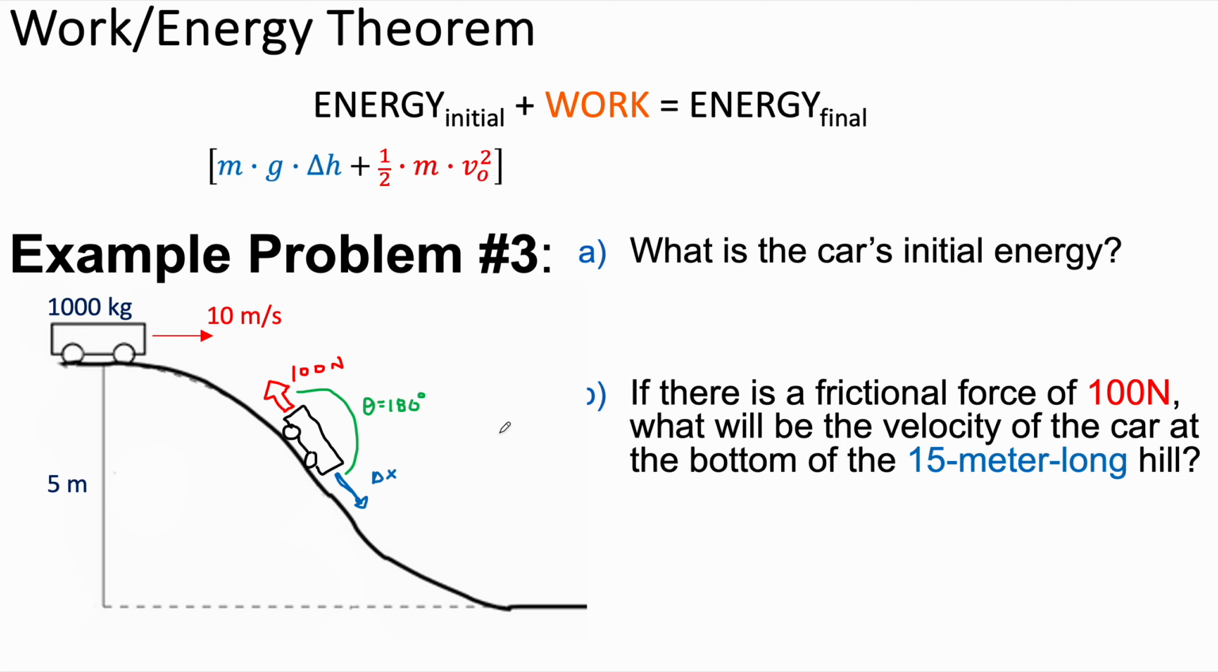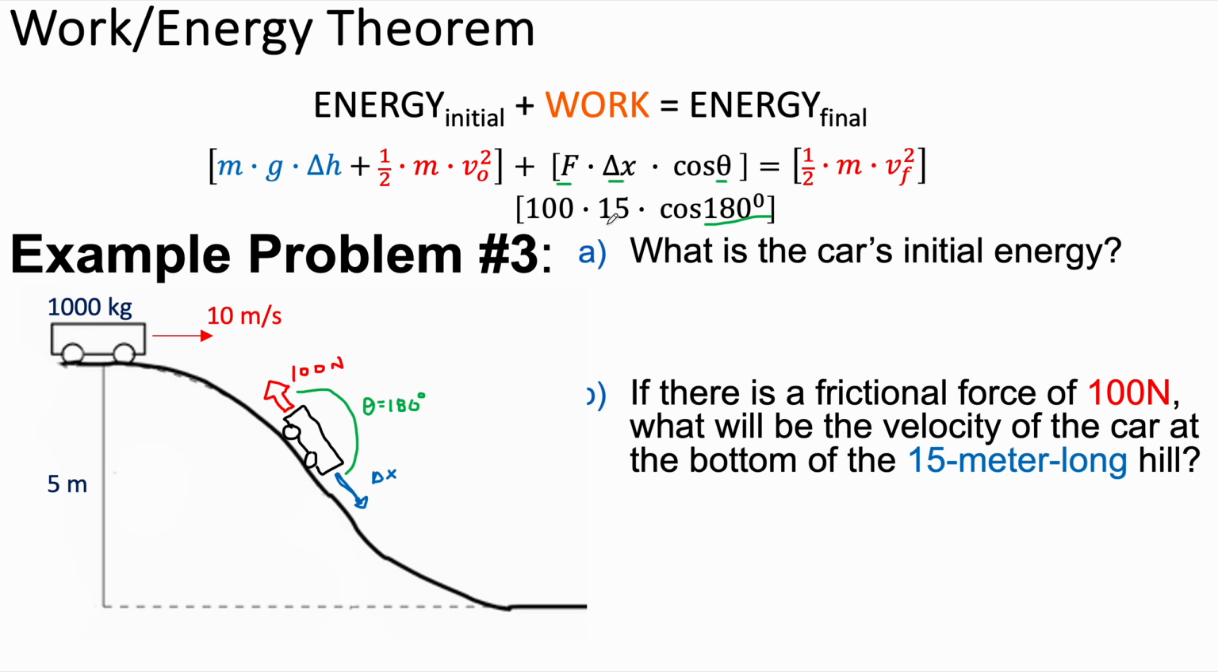So, initial energy, again, both of those. This time, there is work being done. There is an external force, a frictional force, times the displacement, times the cosine of the angle theta, and our final energy is just going to be kinetic. Plugging in our 180 degrees that we just found, our displacement, which is the length of the track, 15 meters, and the force, which is 100 newtons. Probably could have color-coded that better.